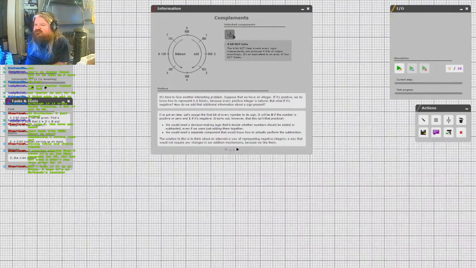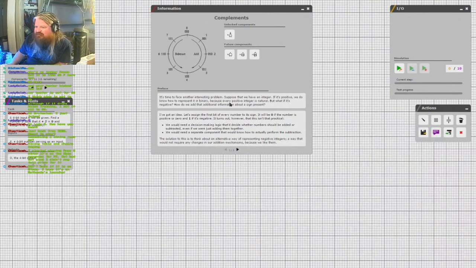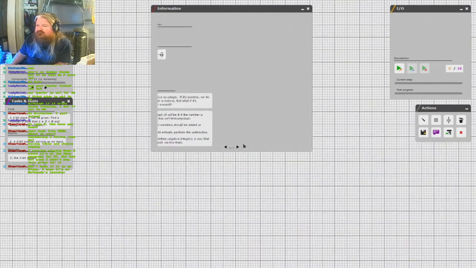It will be 0 if the number is positive, and 1 if it's negative. It turns out, however, that this isn't that practical. We would need a decision-making logic that decided whether the numbers should be added or subtracted, even if we were just adding them together. We would need a separate component that would know how to actually perform the subtraction. The solution is that we think about an alternative way of representing negative integers, a way that would not require any change in our addition mechanism, because we like them.